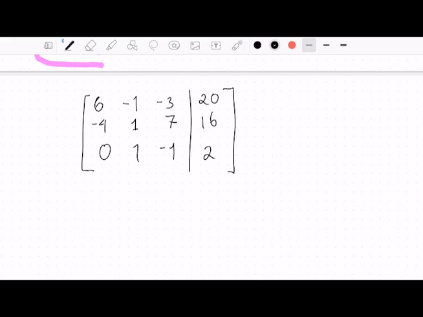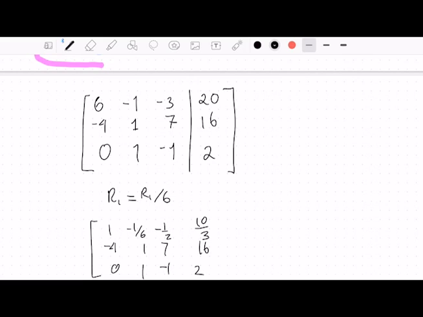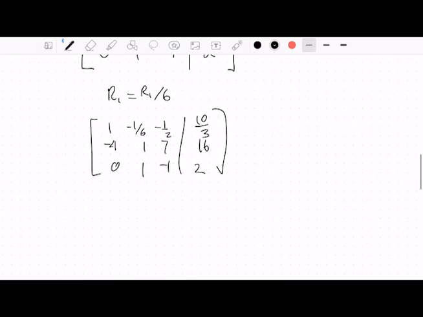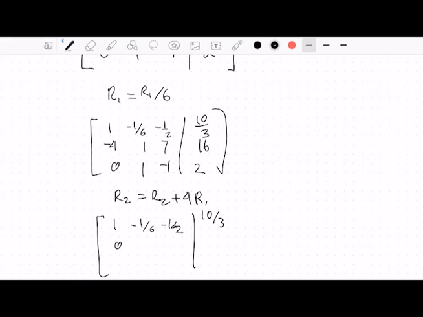The very first step to ultimately get our reduced row echelon form would be R1 is equal to R1 divided by 6. We would have 1, negative 6, 1, 6, negative 1/2, 10/3, negative 4, 1, 7, 16, 0, 1, negative 1, 2. The next step would be row 2 is equal to row 2 plus 4 R1. We're left with 1, negative 1, 6, negative 1/2, 10/3, 0, 1/3, 5, 88/3, 0, 1, negative 1, 2.